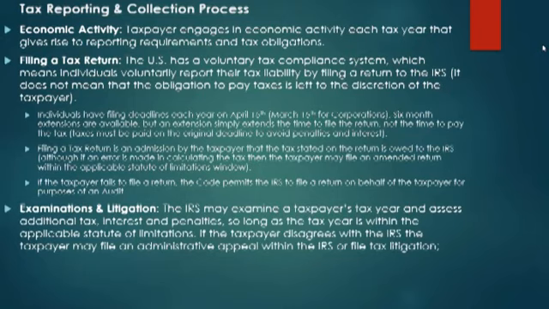So beyond filing a tax return, you have what are called examinations and litigation. So the IRS may examine a taxpayer's tax year and assess additional tax, interest, and penalties, so long as the tax year is within the applicable statute of limitations window. If the taxpayer disagrees with the IRS, the taxpayer may file an administrative appeal within the IRS or file tax litigation.